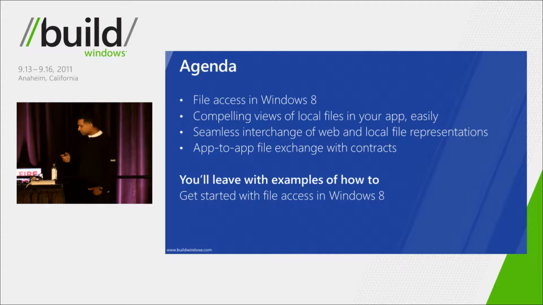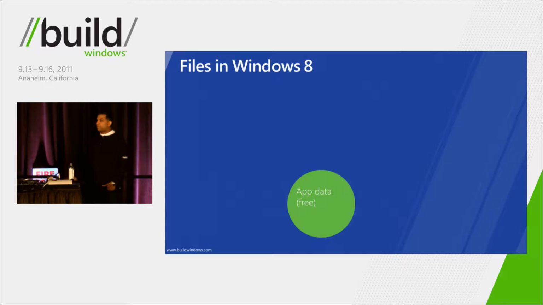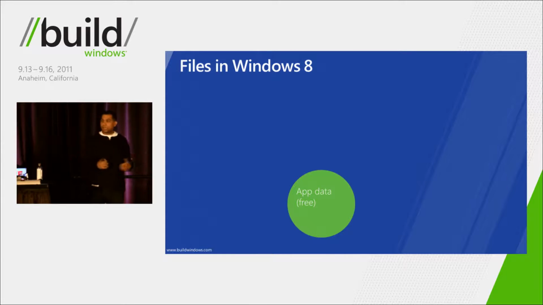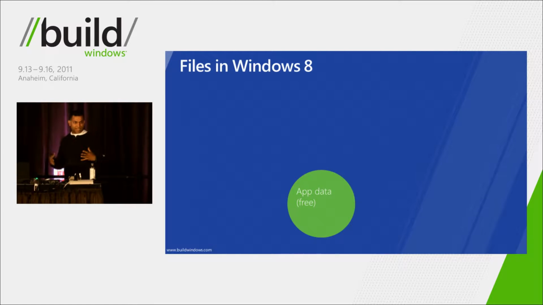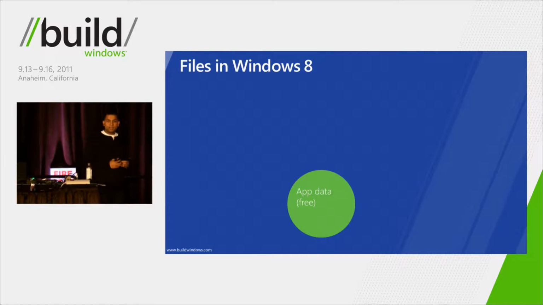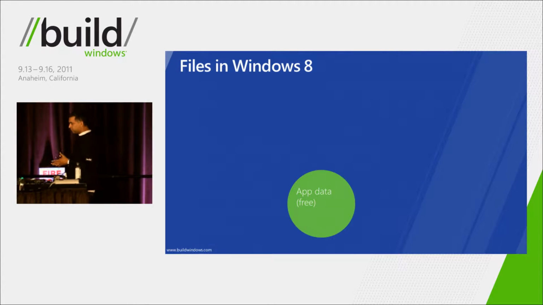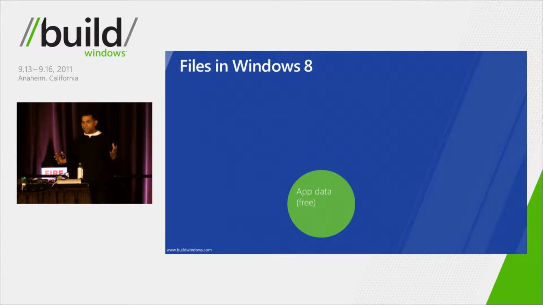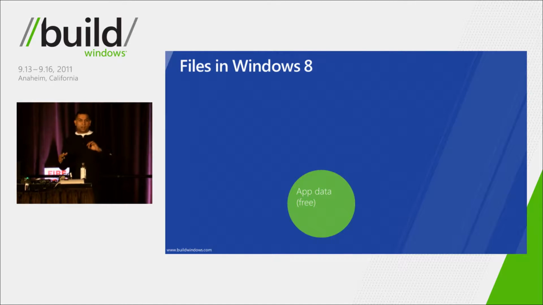All right? So going back to my slide, files in Windows 8. Anytime your application gets installed, anytime a Metro-style application that we have been talking about gets installed, every application gets what we call app data for free. So app data is a location on the file system that is unique to your application. Our app model ensures that there's complete sandboxing of app data. So no other app can actually peep into your app data and figure out what data you have stored there.